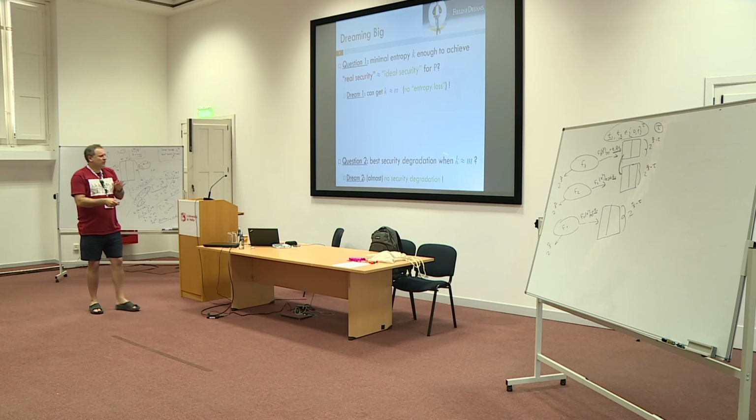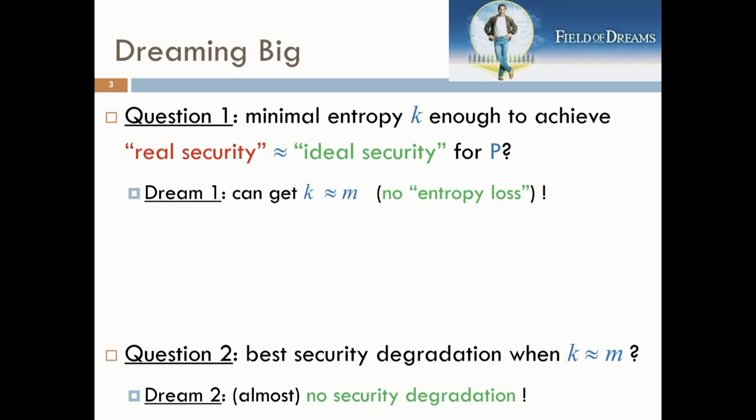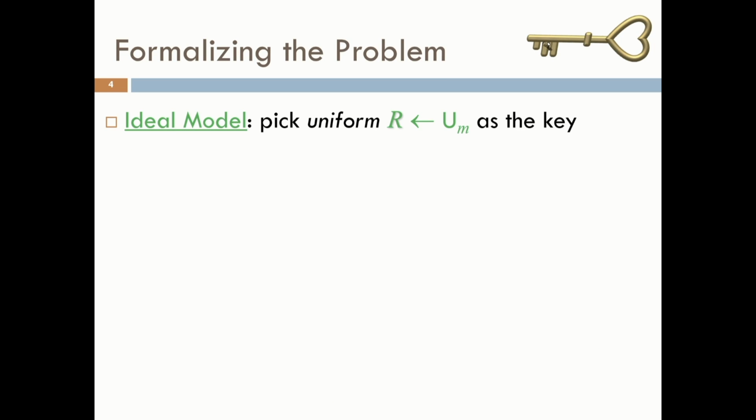So this is the dream. And a dual question, which I will not spend too much time on, but it was kind of interesting: assume I insist on no entropy loss because I want to match cryptographic hash functions. What is the best security I can get with basically no entropy loss? But for now, let's mainly think about this. Ideally, of course, we can match both of them. That's what cryptographic hash functions give us. Can we hope to achieve comparable security without entropy loss? So that's our big goal.